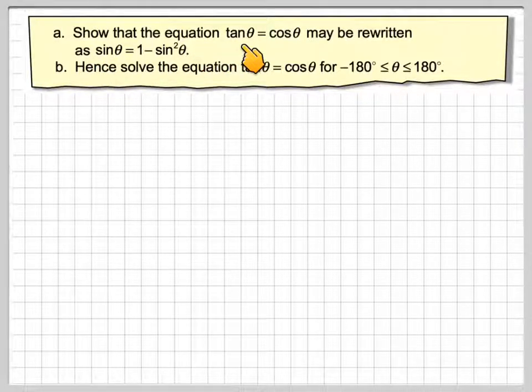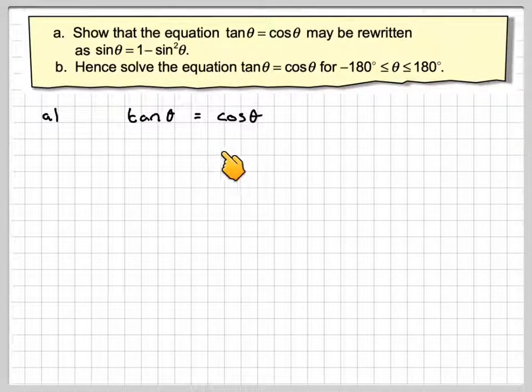Show that the equation tan theta is equal to cos theta may be rewritten as sine theta is equal to 1 minus sine squared theta. Hence solve the equation tan theta is equal to cos theta for theta being between minus 180 and 180.